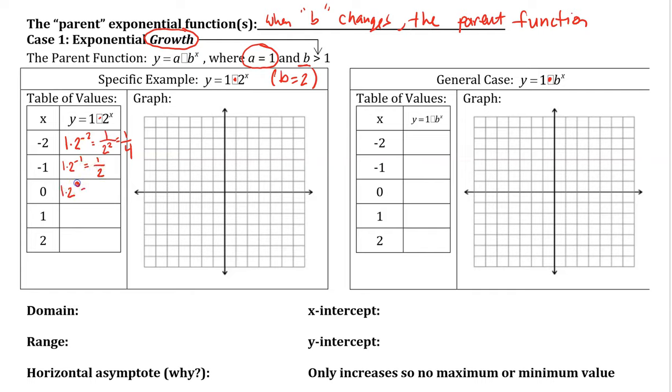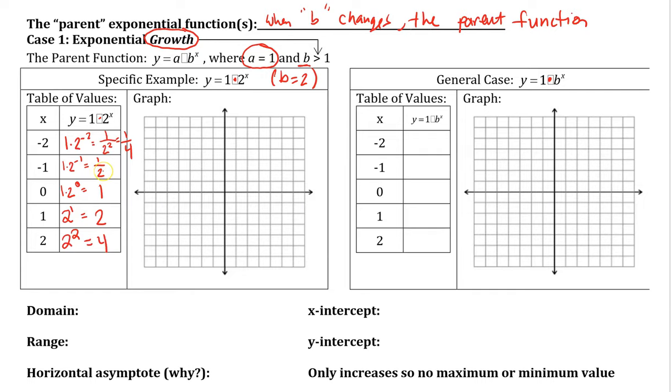If I plug in 2 to the 0, that's just equal to 1. That's one of our rules of exponents as well, right? 2 to the power of 0 equals 1. 2 to the first power would be 2, and then 2 to the second power would be 4. So notice that when x is negative, the outputs are just smaller fractions, right?